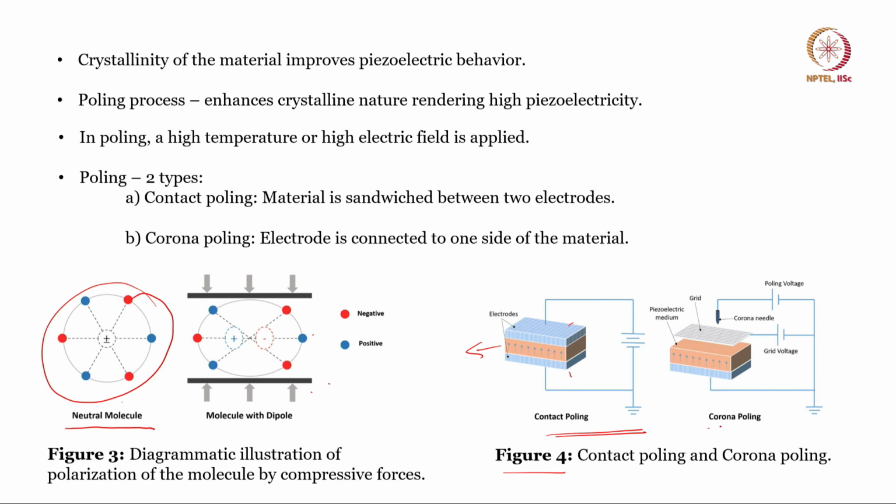Next coming to the corona poling. In corona poling, we can see the bulk piezoelectric material is coated on one side with the electrode material and the other side is free. Under this condition, we apply current on the material, which helps in the reorientation and alignment of charges and thereby piezoelectricity.